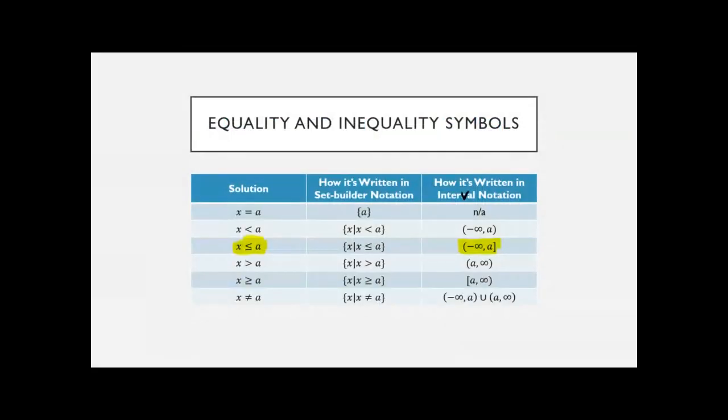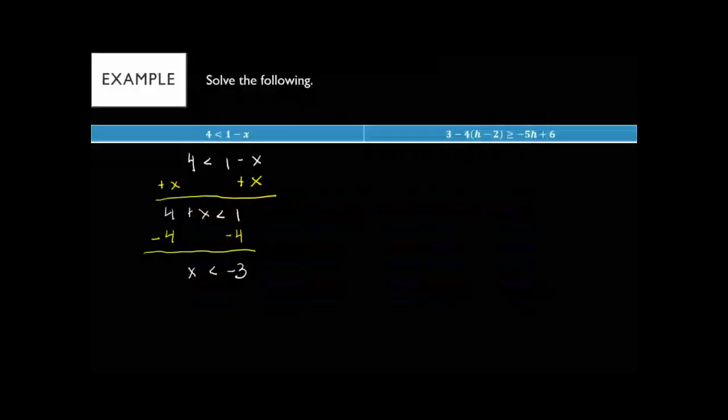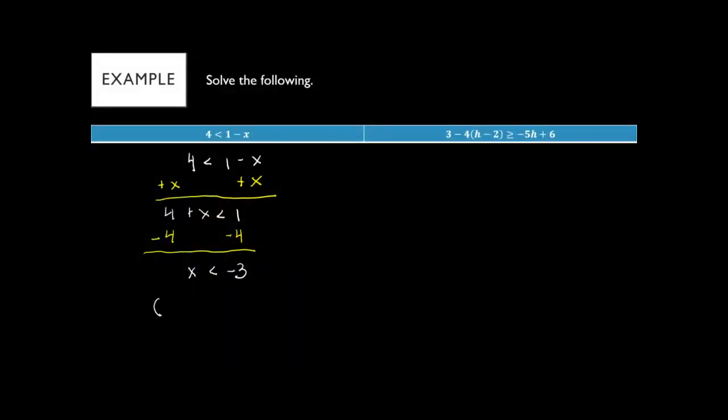And so now I'm going to go to my chart, and this puts us at the second row with our less than. We write this similar to the last example, but with parentheses. It's going to be a parenthesis, negative infinity, comma, our number, which is negative 3, and then a parenthesis. So our solution is any number that is smaller or less than negative 3. Are there any questions on this one where we had to move the x to the opposite side from where it is?